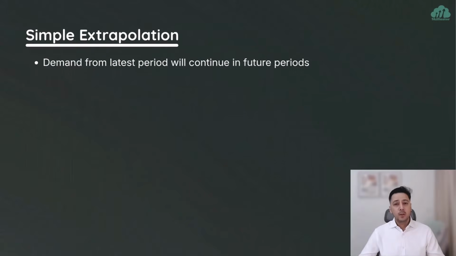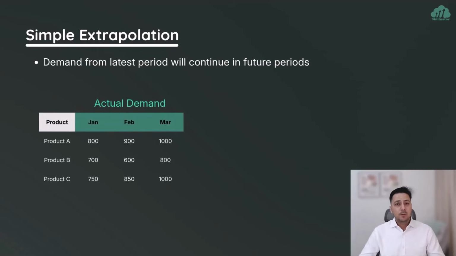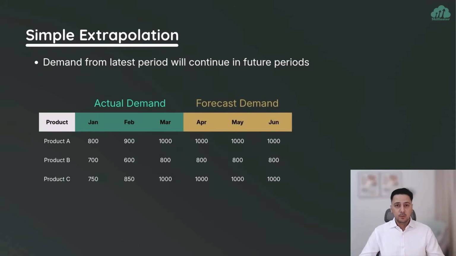The first technique is simple extrapolation. In this approach, we take the actual demand from the most recent period and assume that the same level will continue into future periods. For example, if demand in the latest period was 1,000 units, we assume upcoming months will also be around 1,000 units.